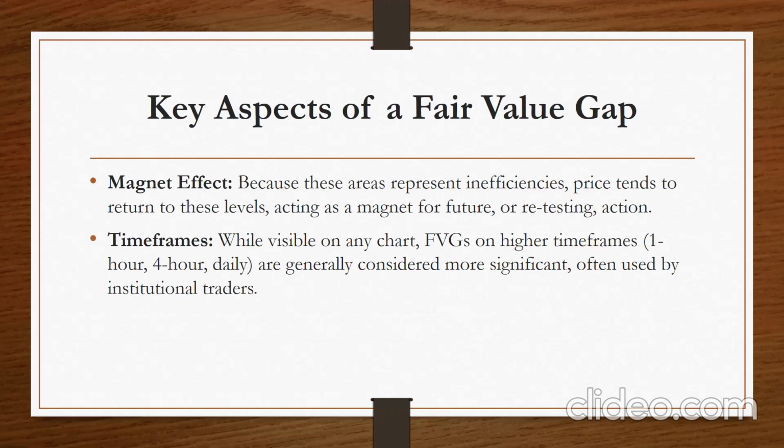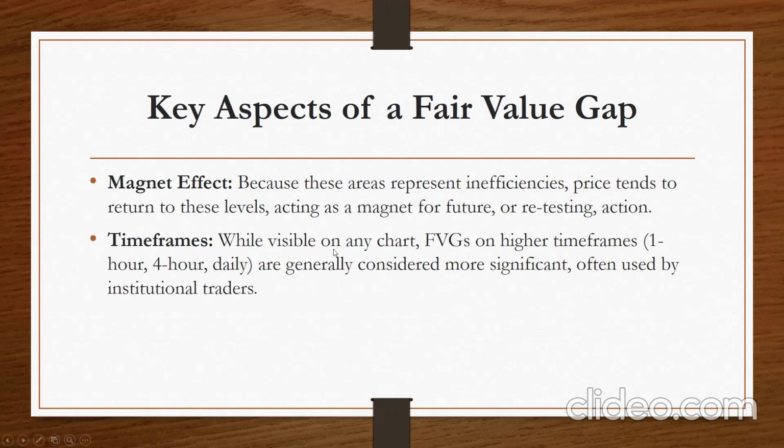That's basically it. Okay, so magnet effect. This is how it works. Because these areas represent inefficiency, price tends to return to these levels, or the market attracts it to itself. So, acting as a magnet for future or retesting action. So those gaps, they serve as or act like magnets. They pull the market to itself. So you are very likely to see that when the fair value gap is left behind, the market will be pulled back to it. Okay.